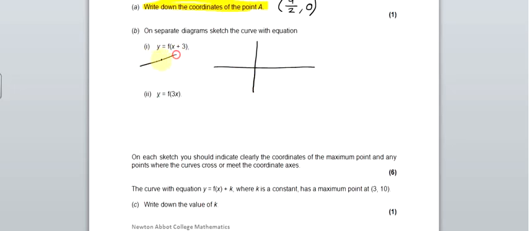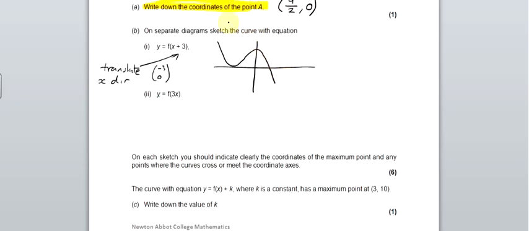Now this is a translation, and it's in the x direction, and the vector would be minus 3, 0. Remember, inside the brackets it always does backwards, so it's going left 3. So my cubic curve is going to look like this. It's going to come down, it's going to go up, and then it's going to come down again.